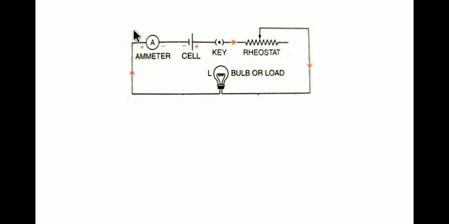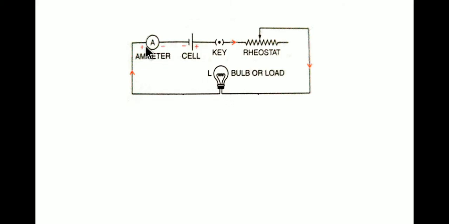So this is the negative terminal of the cell from here to here, and the positive terminal from here to here of the bulb. And when this circuit is connected, the bulb will glow when the current passes through all these components, and the work would be done.